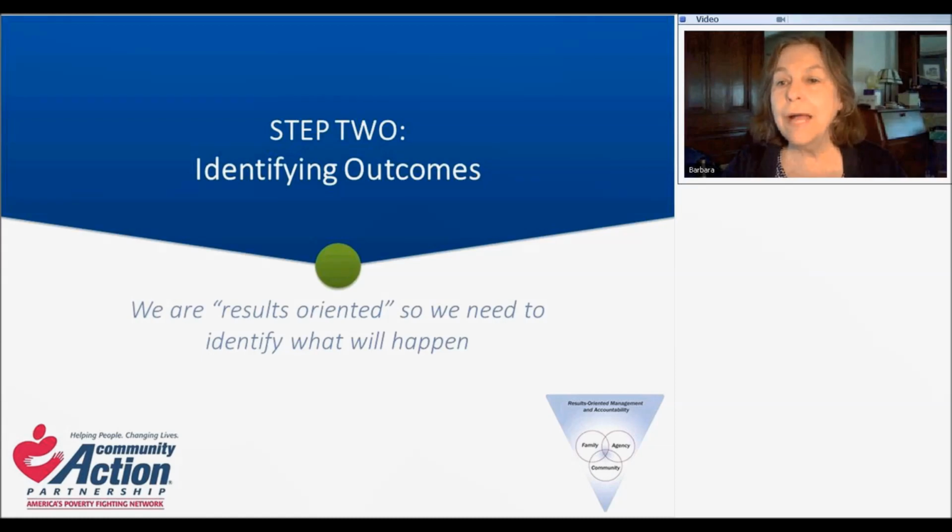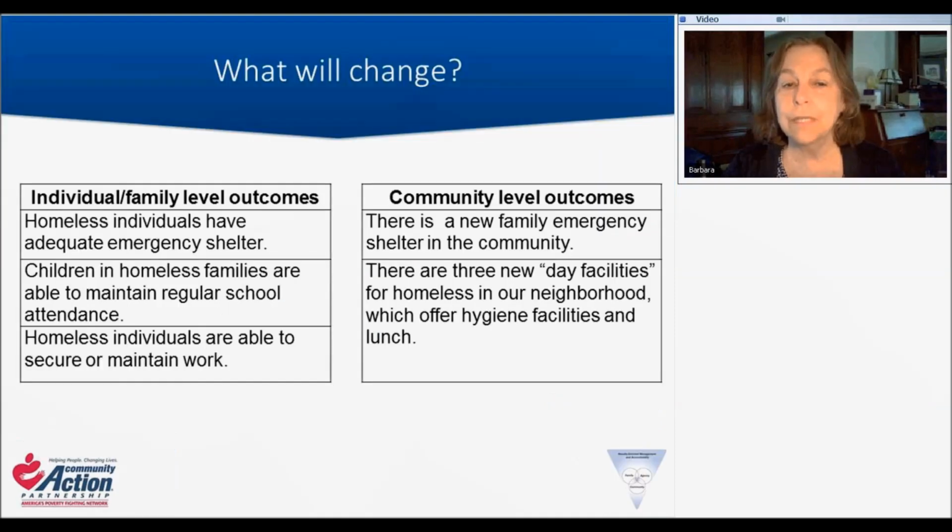So what are the outcomes? Remember, we said how important it was to identify outcomes, and we're going to talk about outcomes at two levels here. We're going to talk about the individual and family outcomes, and also about the community level outcomes. For the homeless individuals, the outcome would be that they have adequate emergency shelter, and that the kids are able to maintain regular school attendance, and that people, even if they're homeless, are able to maintain their source of work or their source of income.